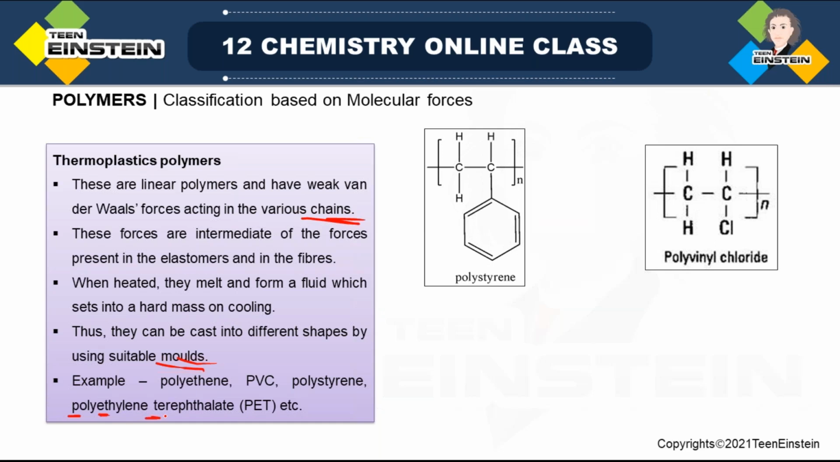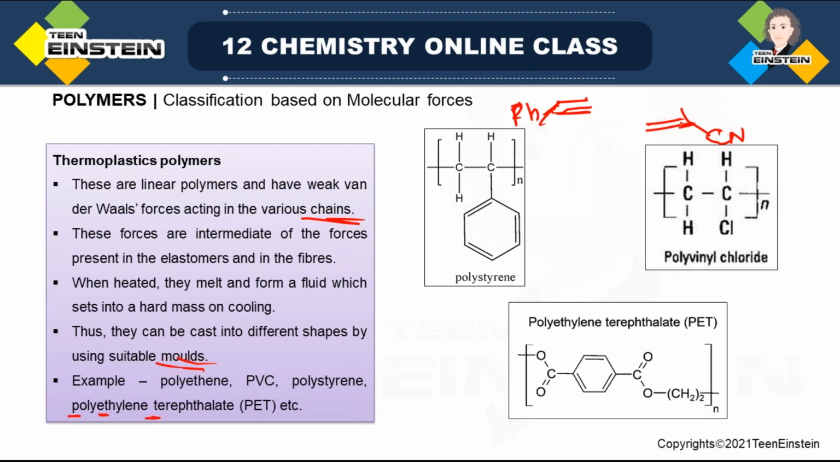Here we have the example polystyrene. In polystyrene, the repeating unit is styrene. Styrene is basically Ph, then C=C double bond. Polyvinyl chloride: vinyl chloride is C=C double bond, and then we have Cl. This is known as vinyl chloride, and this is the repeating unit. Unsaturation is present. And polyethylene terephthalate: you can find some similarity with dacron, because in dacron the monomers are terephthalic acid and ethylene glycol. But in this case, it is again terephthalic acid, but not ethylene glycol. It is different, it is coming from ethylene. Fine. So these are the examples of thermoplastic polymers.